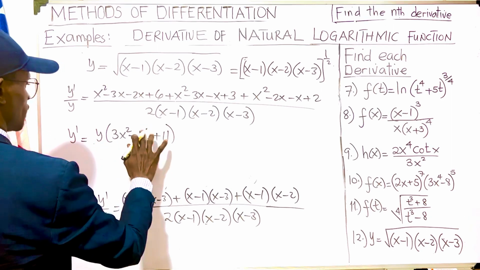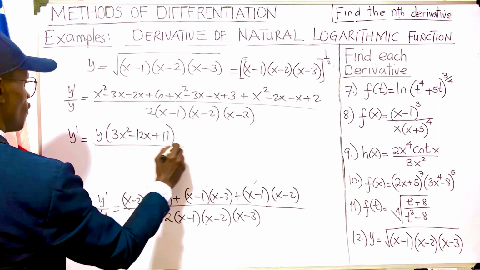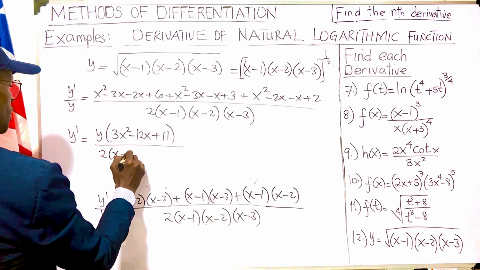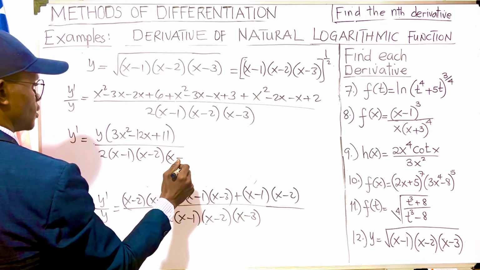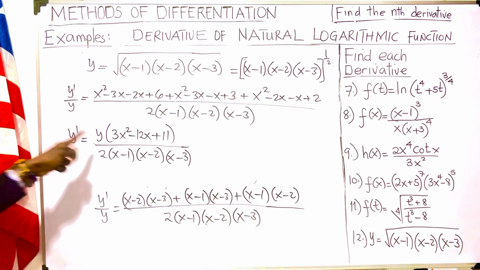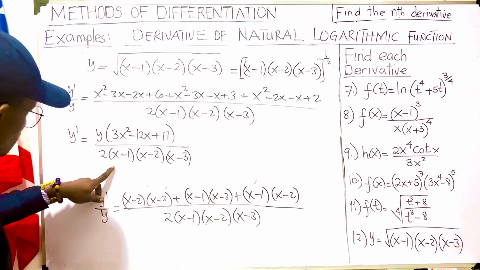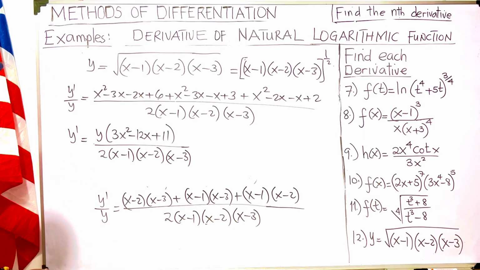This is 12x, all over 2 times x minus 1, x minus 2, and x minus 3. But let's see whether this numerator can be factorized so that we can cancel something from here, just in case. No, I don't think so.